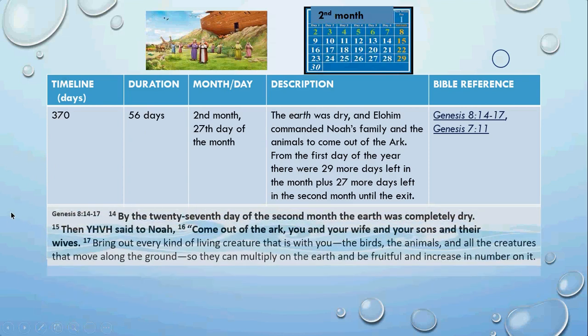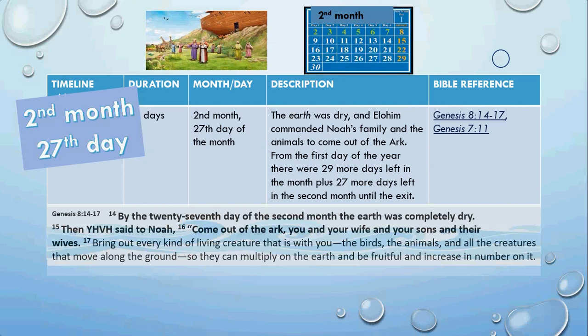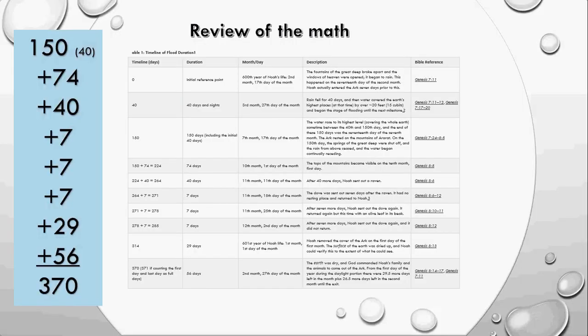And this is Genesis 8:14 through 17. By the 27th day of the second month, the earth was completely dry. Then Yahweh said to Noah, "Come out of the ark, you and your family and your sons and their wives. Bring out every kind of living creature that is with you, the birds and the animals and all the creatures that move along the ground, so they can multiply on the earth and be fruitful and increase in number on it." Okay, the second month, the 27th day, that is the last day.